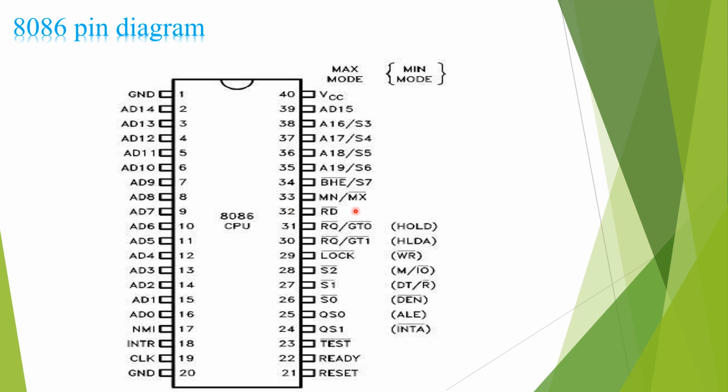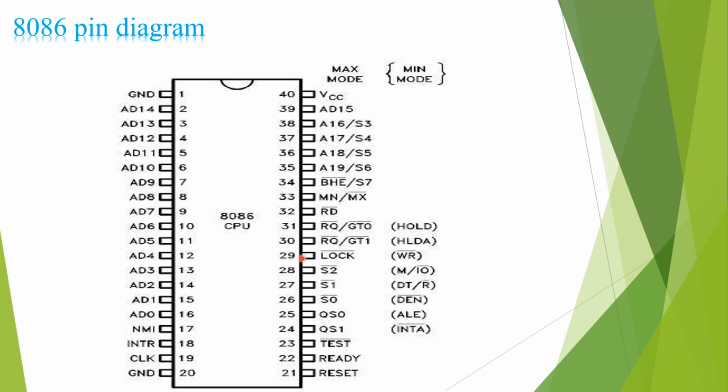After that, LOCK here. When this signal is active, it indicates the microprocessor not to perform any task. It is used to lock the system bus. It is pin number 29.